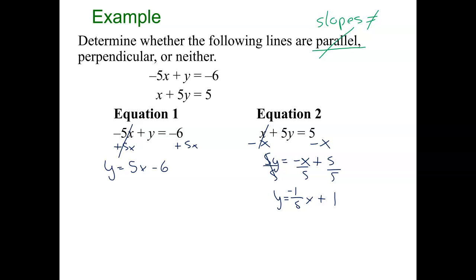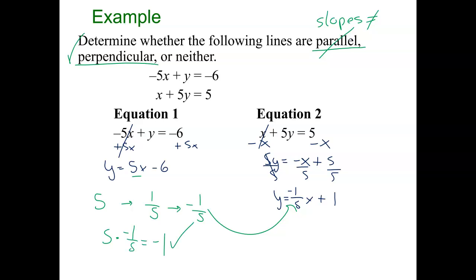All right? What do I look for to find perpendicular lines? Opposite reciprocals. So, 5, first slope, what's the reciprocal of 5? 1/5. And then the opposite of 1/5 is negative 1/5. Is that my slope here? Yeah. Perpendicular. Okay? You can also double check it. 5 times negative 1/5 equals negative 1. It's perpendicular.